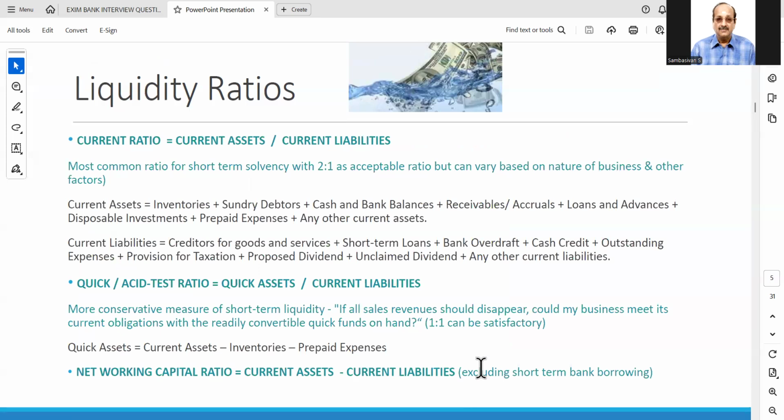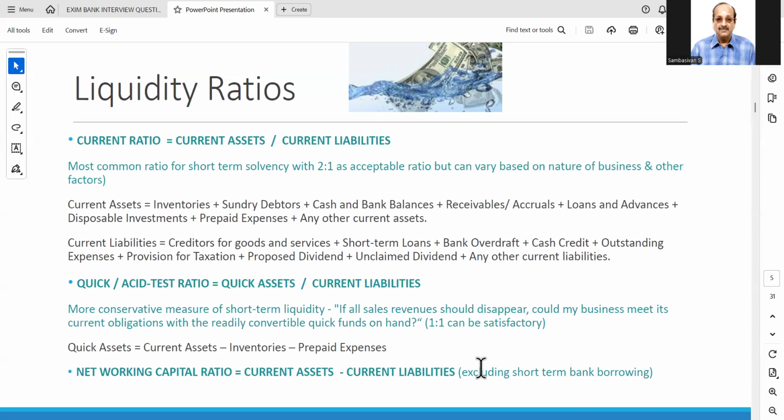Current ratio is equal to current assets by current liabilities. Most common ratio for short-term solvency, with 2 is to 1 as an acceptable ratio, but it can vary. But in banks, normally we say 1.33 is to 1. Current assets is equal to inventory plus sundry debtors plus cash and bank balances plus receivables plus loans and advances plus disposable investments plus prepaid expenses.